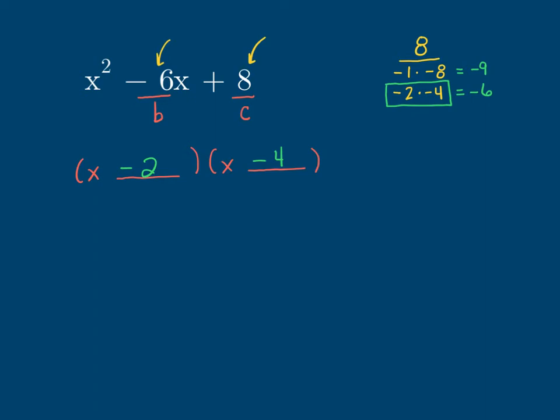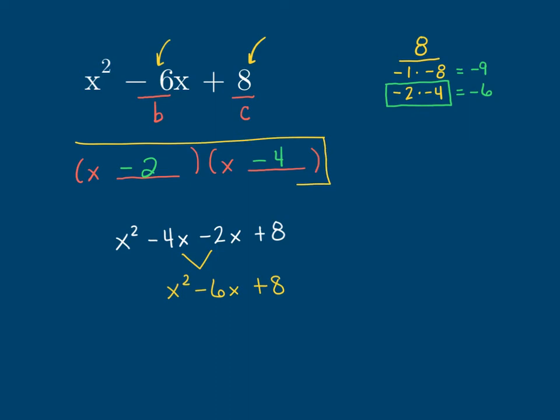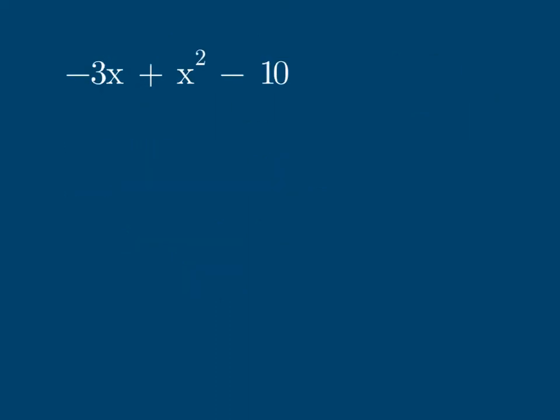And again, we could very easily check that by multiplying. X times x is x squared. X times negative 4 is negative 4x. Negative 2 times x is negative 2x. And negative 2 times negative 4 is positive 8. So when I go to simplify this, I get x squared minus 6x plus 8, which is exactly what I started with. So I know that x minus 2 times x minus 4 is my correct factored form.